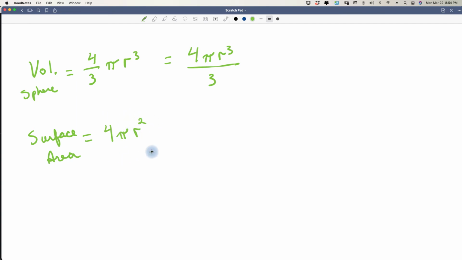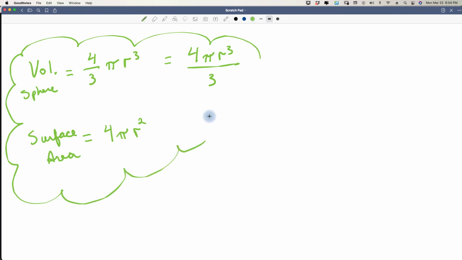So just remember, or go ahead and write down these. These are your formulas for the volume of a sphere and the surface area of a sphere. Okay, and we're going to do some practice problems. So let's do 91.4. And we're going to find the volume of a sphere whose radius is 3 centimeters. And we want the volume.